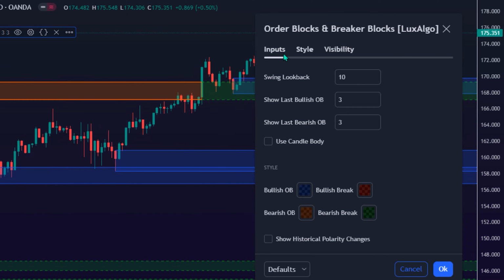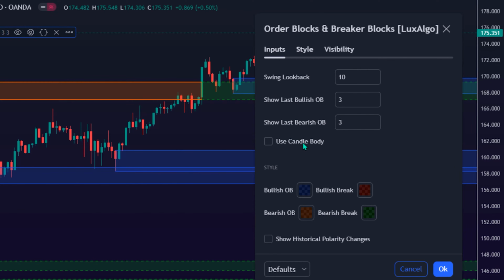Under the input settings, there is the swing lookback. The lookback period detects the swing points that create order blocks. By default, it is 10. Show last bullish OB, number of the most recent bullish order breaker blocks to display on the chart. By default, it is 3. Show last bearish OB, number of the most recent bearish order breaker blocks to display on the chart. By default, it is 3.